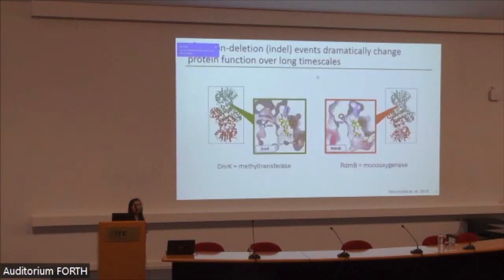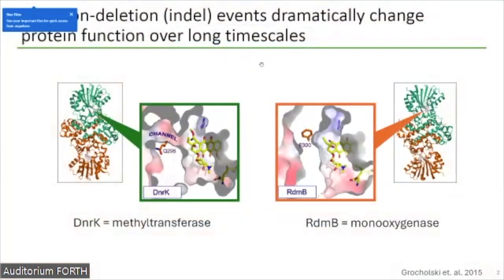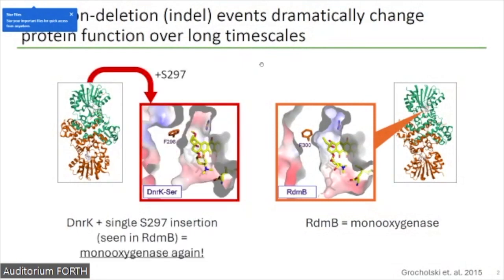To begin by motivating these studies, it's probably obvious to everyone in the room that indels have a great functional impact on proteins. For example, this group in 2015 found that two proteins in the same organism with very similar structures and very similar sequences only differed in their active site by one residue. And when they reverted that change from the protein on the left to match the single residue insertion on the right, they were able to recover the similar protein function that was seen on the right.